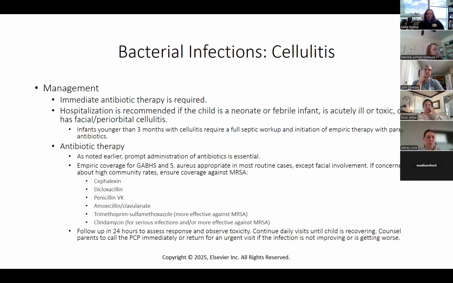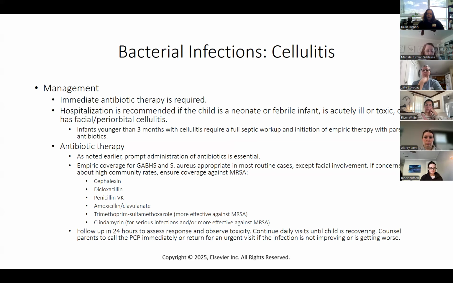Using a medication that covers group A strep and Staph aureus is usually going to cover you. If there is a concern about high community rates, then make sure that you use something that covers MRSA in your region. For us, that tends to be Bactrim or clindamycin, and it goes back and forth on which one works better at the time. But Keflex and Augmentin are going to be your big ones for bacterial skin infections when you're using oral antibiotics. So that's typically what you would go to first.